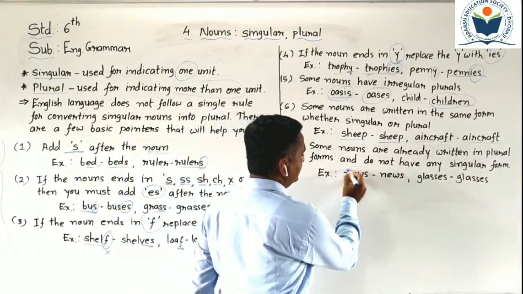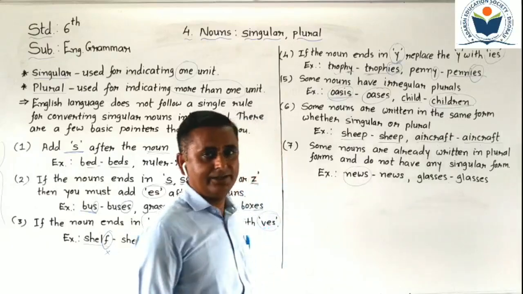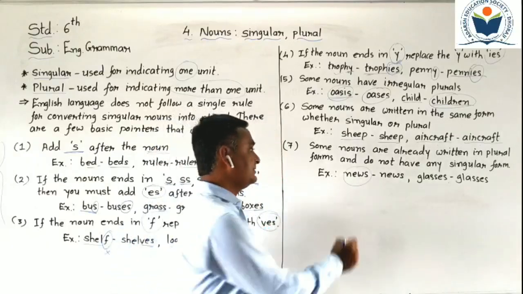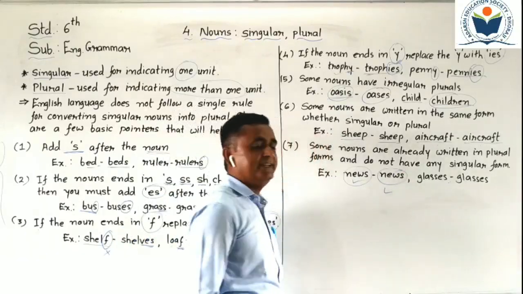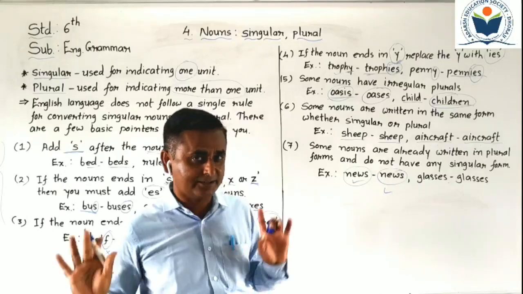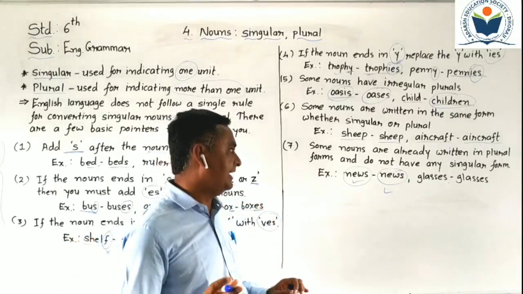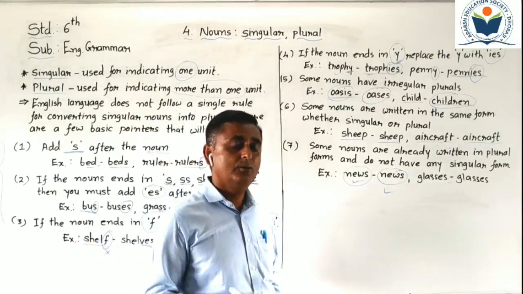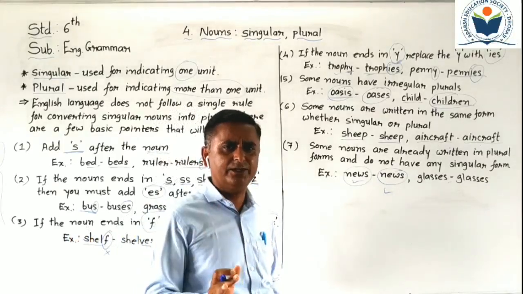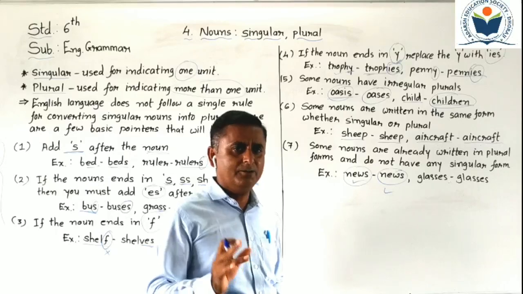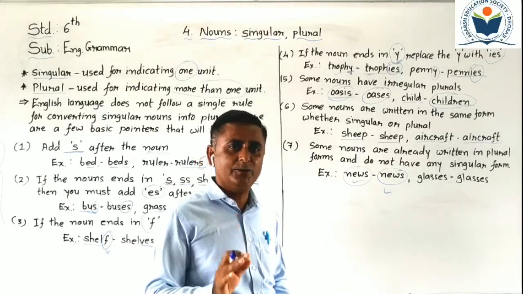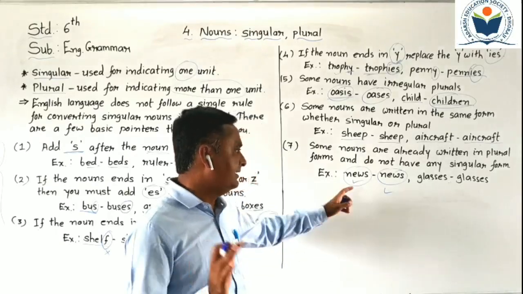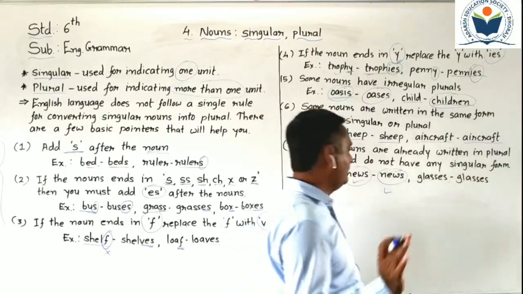For example, news. Every time you hear that word, news. News singular, news plural, news. It is always written as N-E-W-S. We cannot write it like N-E-W. If we are talking about one thing, we write N-E-W-S. If we are talking about more than one thing, we write N-E-W-S always.